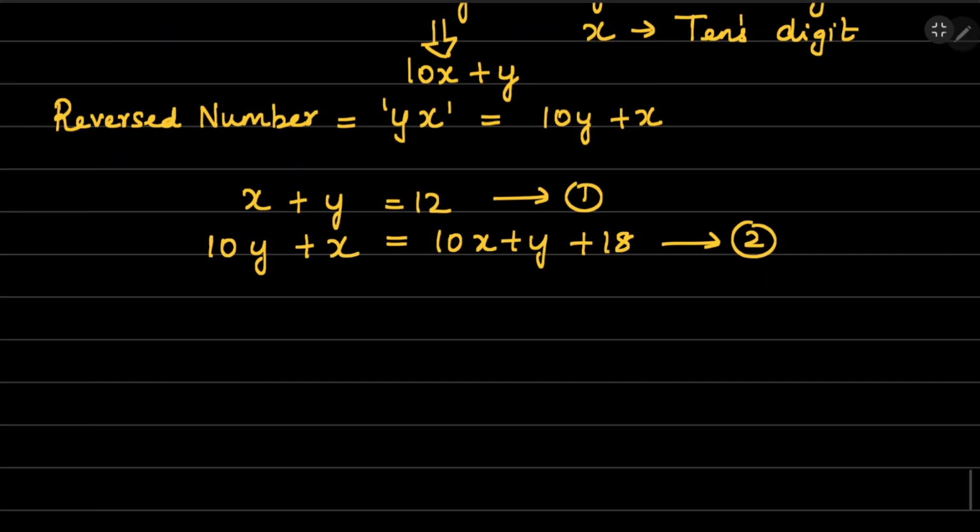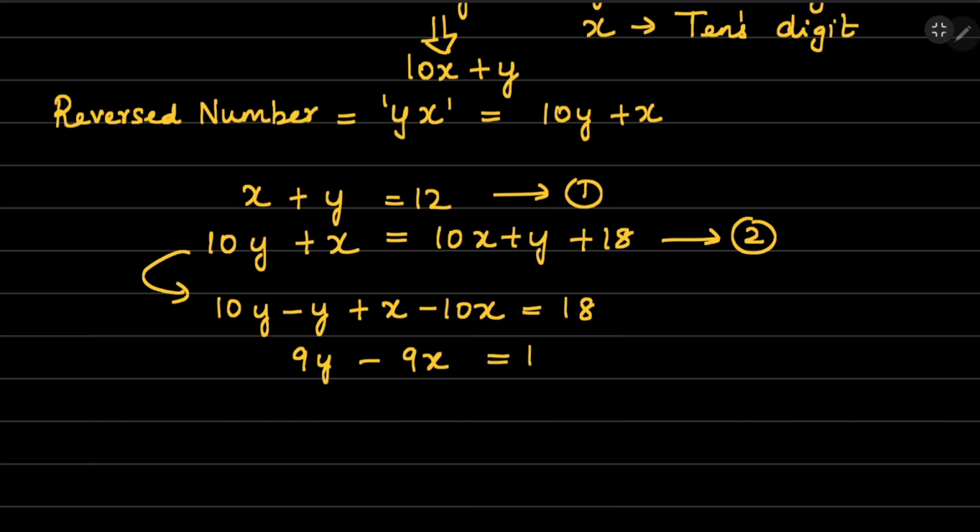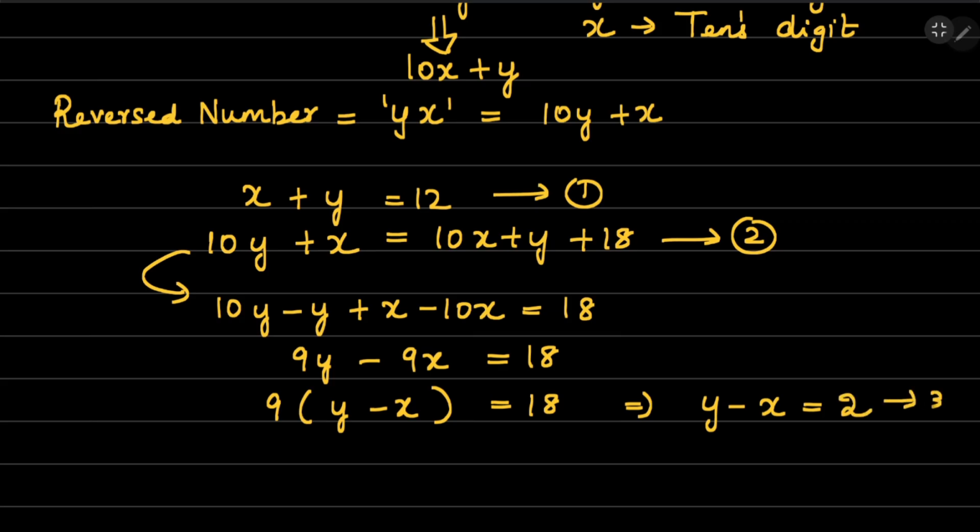Now, you have to solve 1 and 2. From equation 2, we can rearrange the terms and write: 10y minus y plus x minus 10x equal to 18. What is 10y minus y? You have 9y minus 9x equal to 18. Take 9 common out. You will have y minus x equal to 2. Let this be equation number 3.